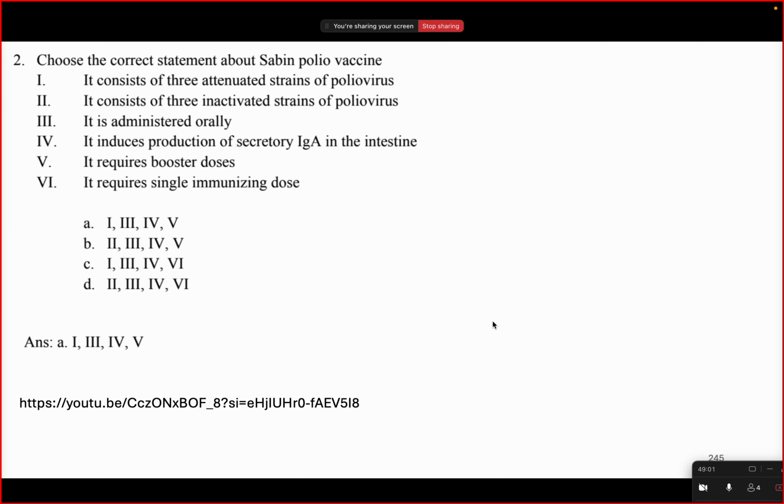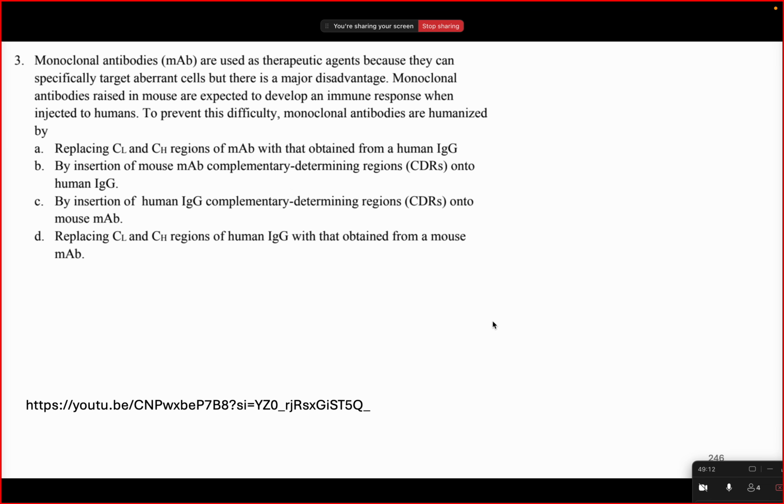So the correct answer is, it consists of 3 attenuated strains of poliovirus. It is administered orally. It induces production of secretory IgA in the intestine, and it requires booster dose.